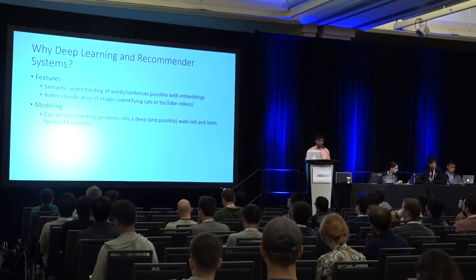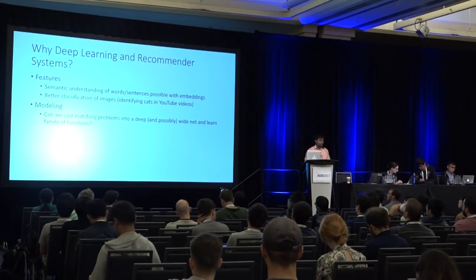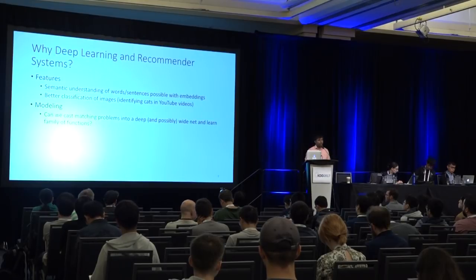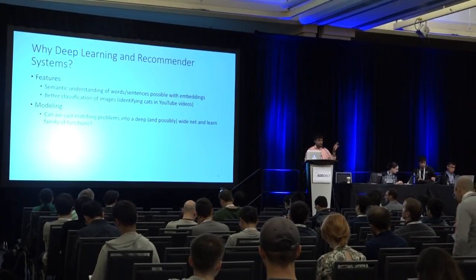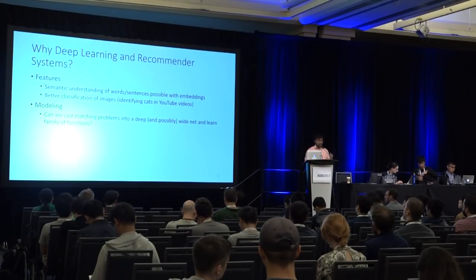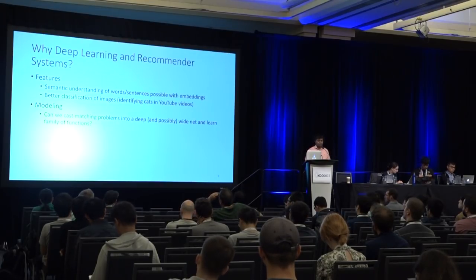And we also have more complicated modeling. You can think about deep learning as automatically learning a set of functions. And these things can have a huge amount of impact as well. So both in terms of features as well as in terms of models, deep learning can have a tremendous impact on recommender systems.